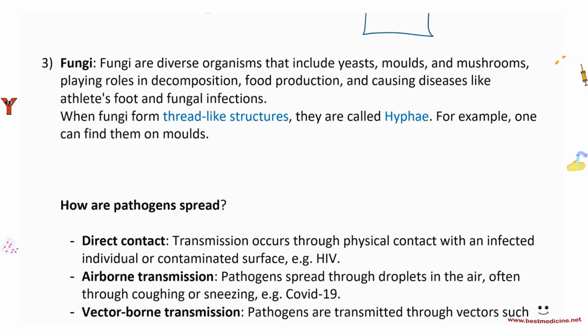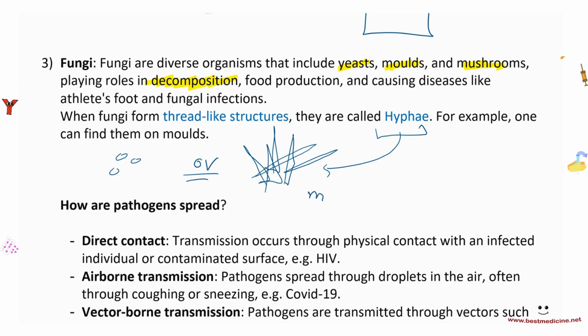Fungi. Fungi is the other kind of pathogen. So fungi are diverse organisms that include yeast, right, molds, mushrooms, etc. And they usually are involved in the composition of food, but they can also cause diseases like athlete's foot and fungal infections. So we'll have a look at these in a bit. Now, fungi can exist as a yeast form, which is just a single cell, right, or they can exist as these long thread-like structures. If you've ever seen mold, this is how it looks. So these thread-like structures are called hyphae. Okay, and that's the mold form.